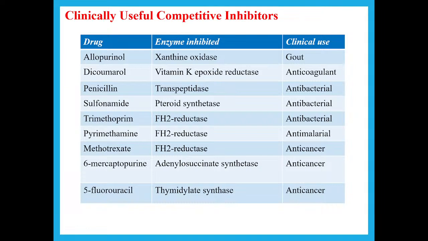Dicumarol inhibits vitamin K epoxide reductase, and it acts as an anticoagulant. An anticoagulant is required when there are blood clotting problems, so we need it to bring clotting to proper function. Penicillin, transpeptidase, antibacterial. Sulfonamide, steroid synthesis, antibacterial. Trimethoprim, FH2 reductase, that is antibacterial.